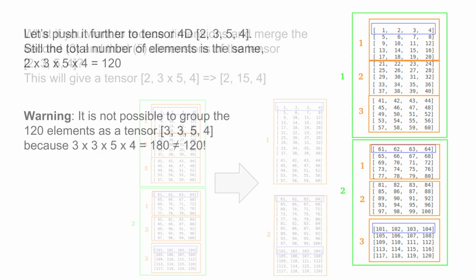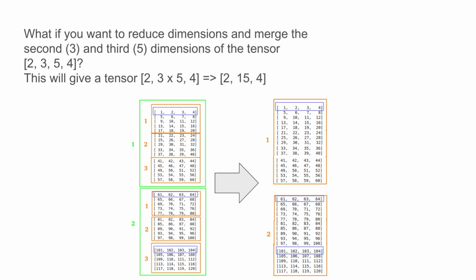Let's keep going. Now, what if we want to reduce dimensions by merging the second and third dimensions of our 2 by 3 by 5 by 4 tensor? By doing this, we reshape it into 2 by 15 by 4. The total number of elements remains the same, we're just reorganizing them. This technique is useful in deep learning when you need to flatten certain dimensions while keeping the overall structure intact.